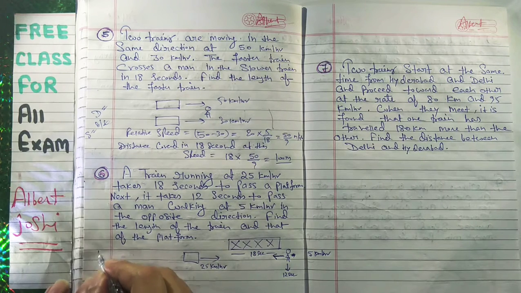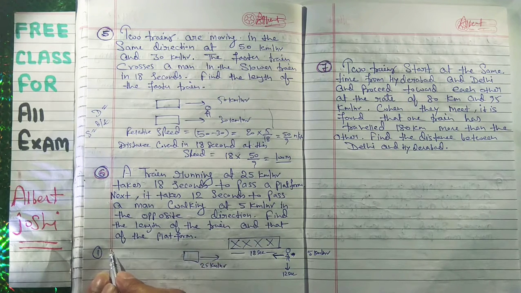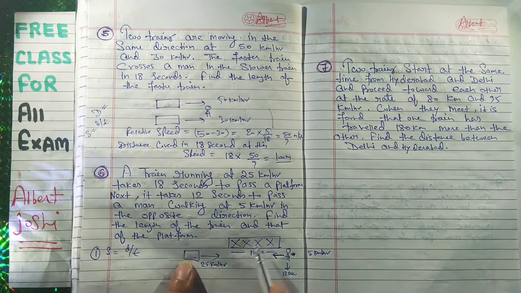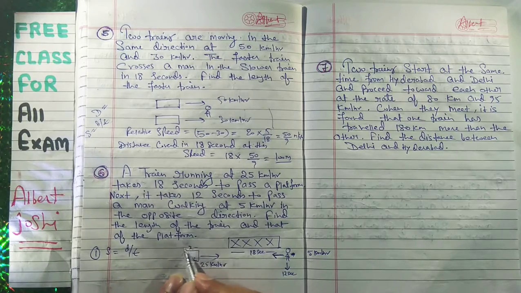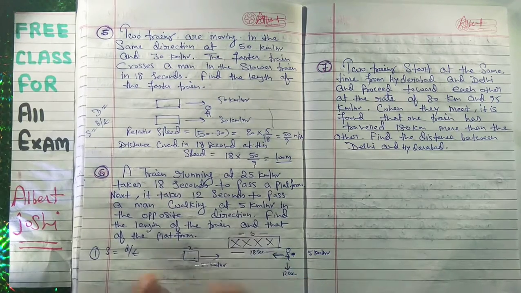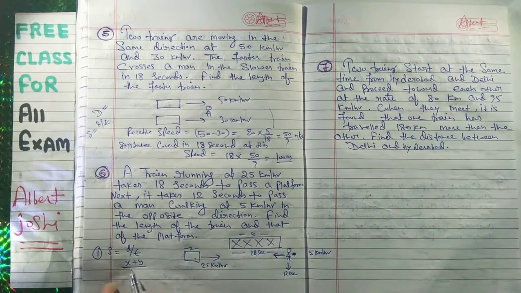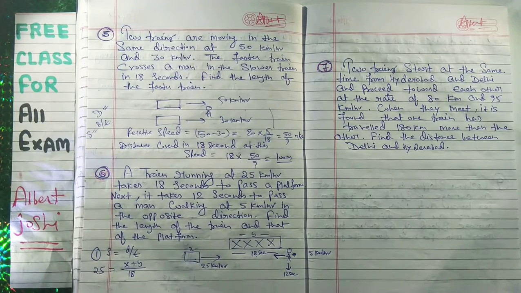So there are two equations. Number one: whenever this train is passing the platform, in this condition your speed is equal to distance upon time. Your speed is 25, but your distance is the length of the train and the length of the platform. Let the train be x and the platform be y. So in this condition, x plus y upon time. Total time is 18 seconds, and the speed he has already given us, that is 25.